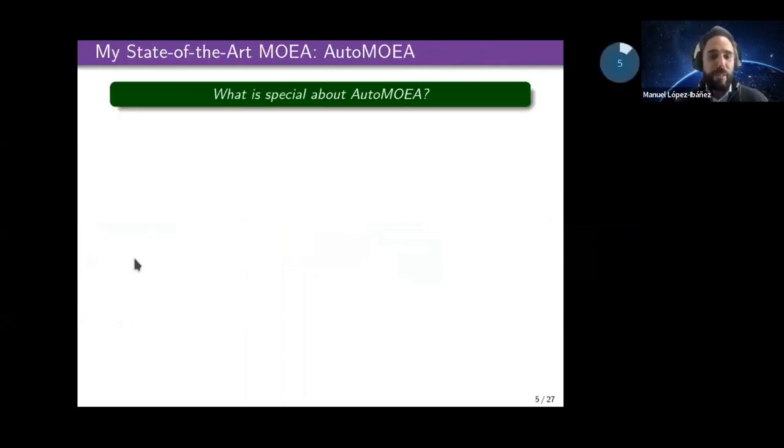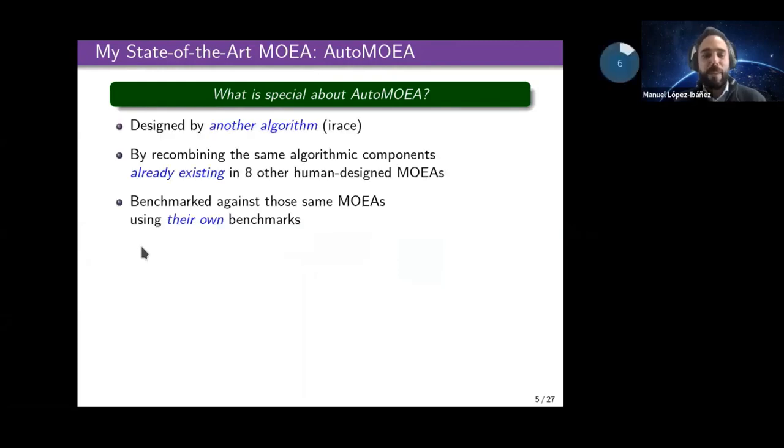So of course, what we did was propose our own multi-objective evolutionary algorithm, MOEA, and we call it AutoMOEA. But there is something special about AutoMOEA. It was not designed by us directly, but by a different algorithm, called irace. It was designed by taking the components from human-designed MOEAs and recombining them in a different way. And we benchmarked this AutoMOEA, which is based on the same components as the other algorithms, using the same benchmarks that those algorithms use.